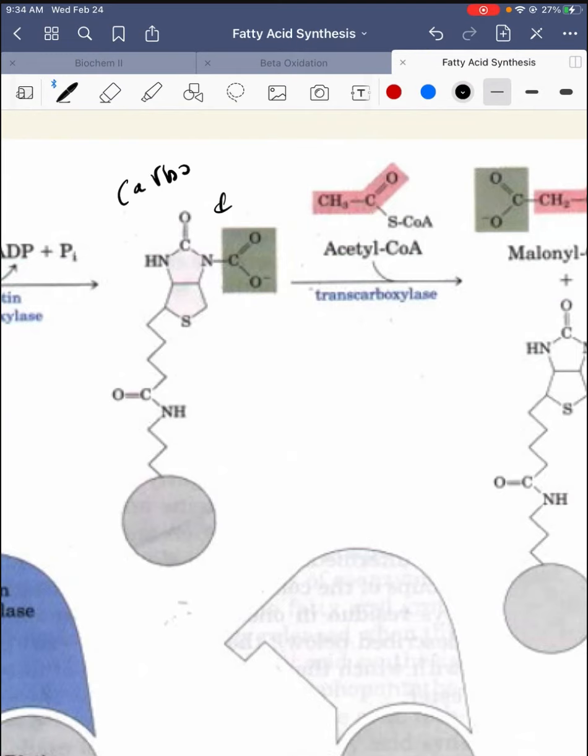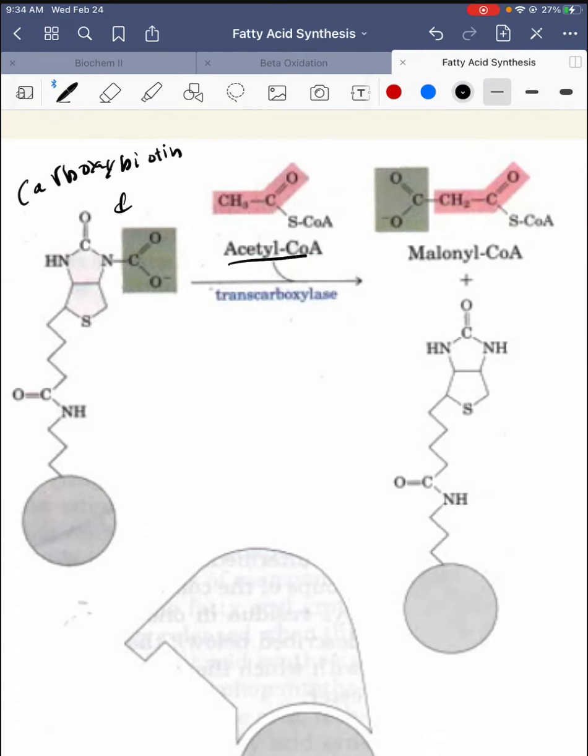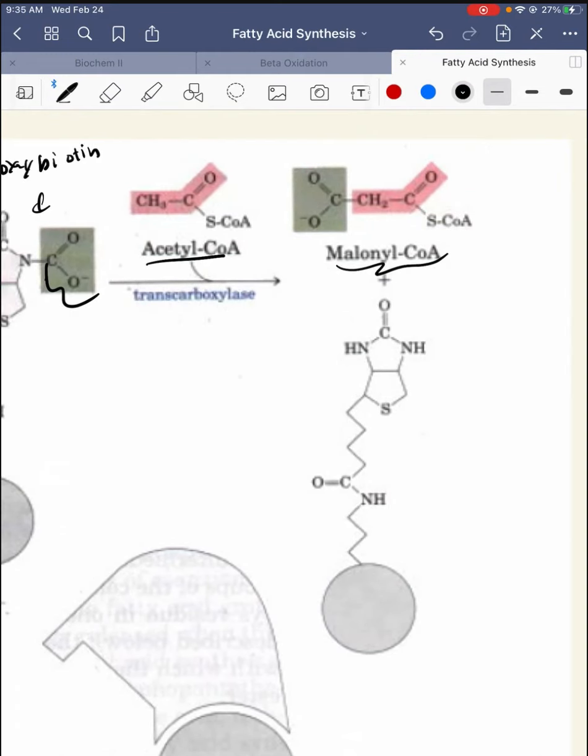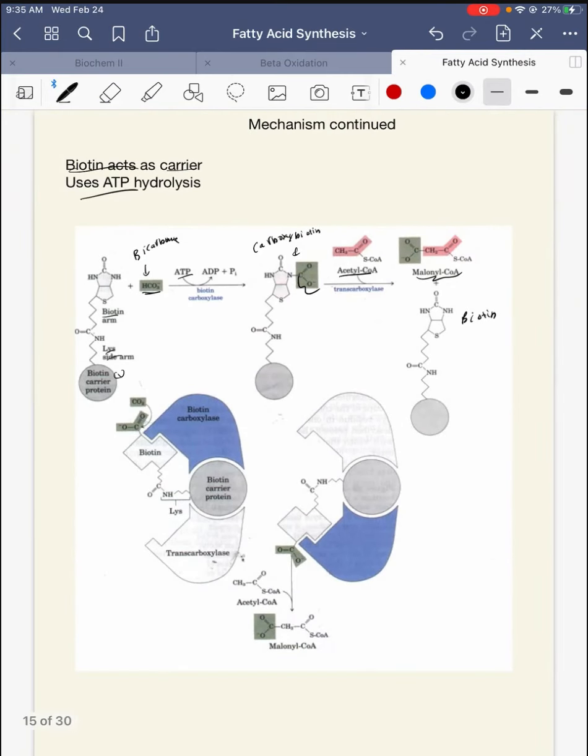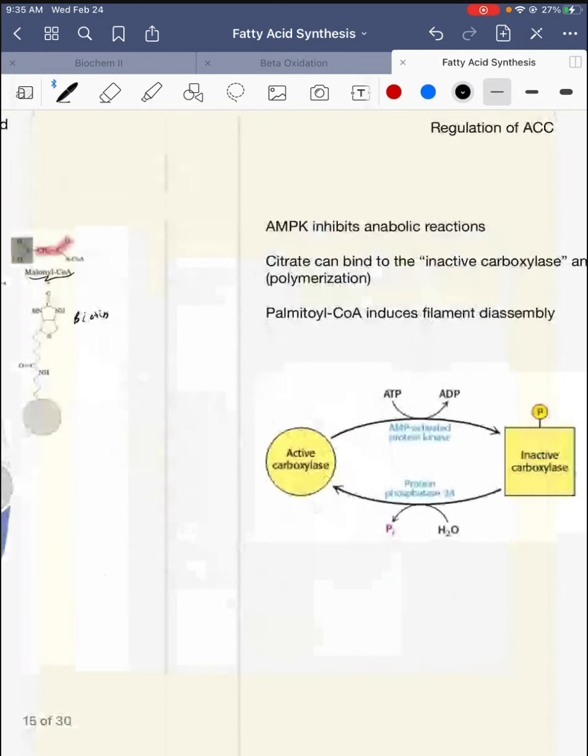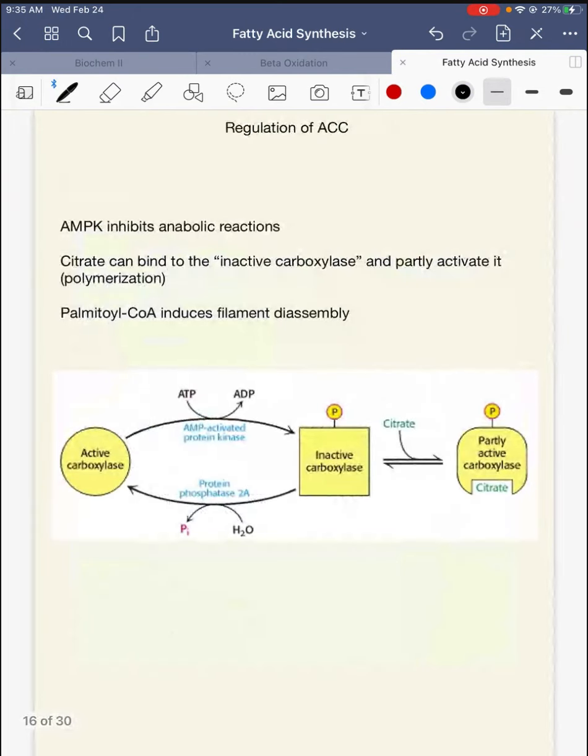And then we have acetyl-CoA, and we add this CO2 into acetyl-CoA, and we get malonyl-CoA. We get biotin again, which can start the reaction forward. This is a summary of the mechanism of it. If you want to know the exact things that attack each other, go back to the pyruvate carboxylase mechanism. It works very similarly. Okay, so let's look at more regulation of ACC.